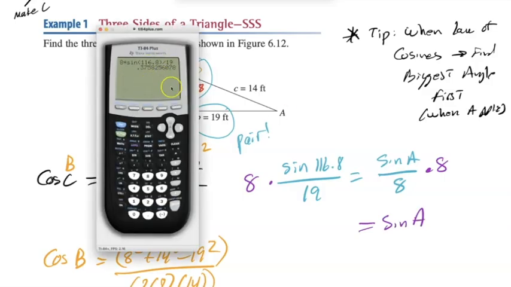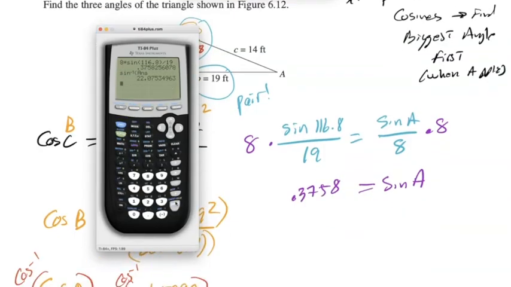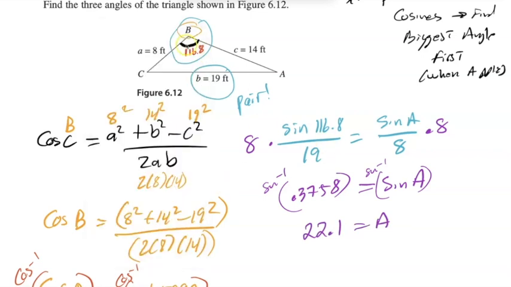Did it off camera, and I got 0.3758. And then we'll inverse sine both sides. Second inverse sine, our answer, and we get 22.1. Sine inverse, and we get 22.1 equals A. Now we have angle B, angle A. All we need is angle C.